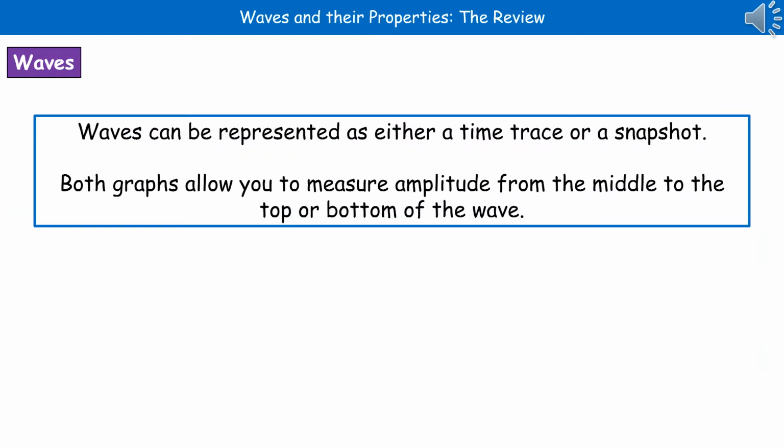Now you can see 2 different ways that we can represent waves. The first one is as something called a time trace, and the second one is called a snapshot. Both of these are graphs that allow you to measure amplitude, which is going from that middle line to the top of the crest or the very bottom of the trough. So you can measure amplitude from either a time trace or a snapshot.